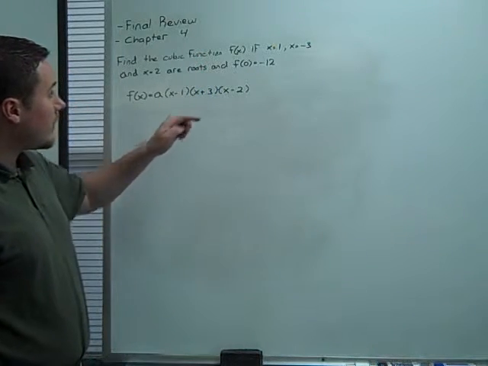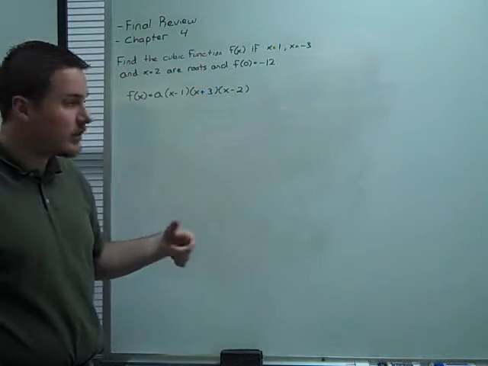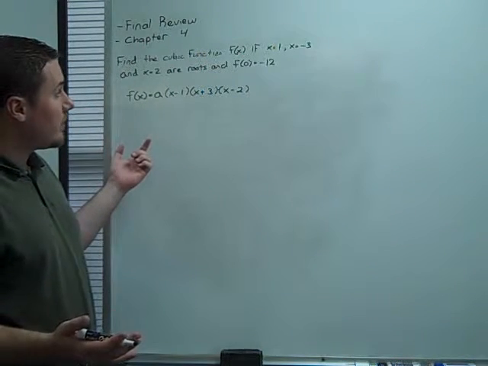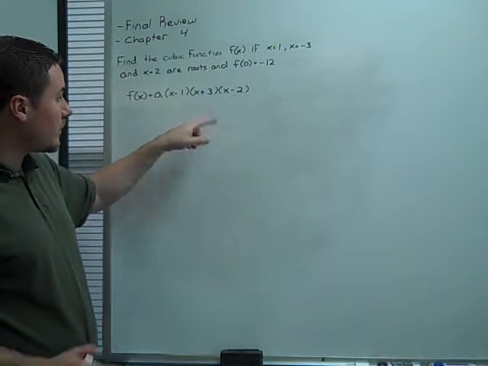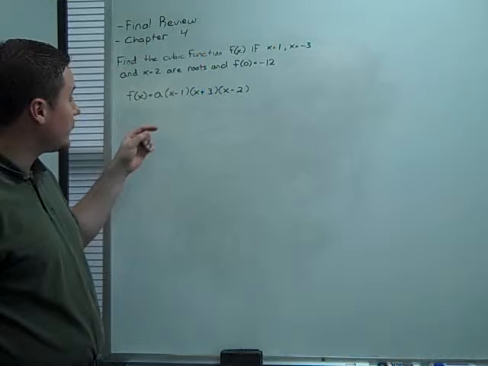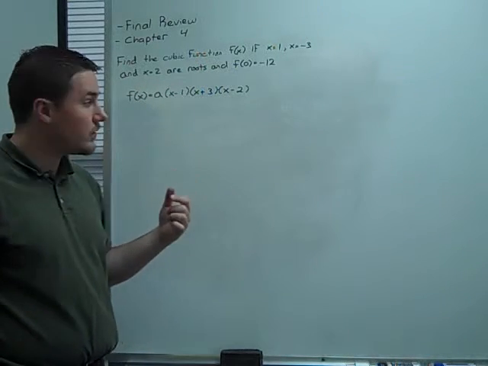Now, just to check, if you plug in 1, this becomes 0. Multiply everything together, it becomes 0. That means it's a root. -3 means this becomes 0, which makes it all 0, which means it's a root. And 2 makes this 0, so it's all 0, so it's a root.